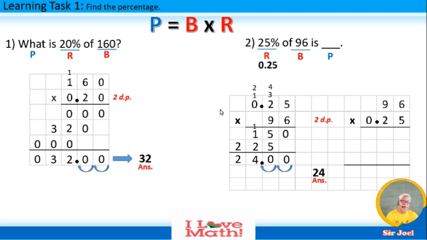Okay? Check natin yung kabila. 96 times 0.25. 5 times 6, we have 30, I mean. So 0. Carry 3. Then 5 times 9 is 45 plus 3. We have 48. Then for 2, 2 times 6, 12. So 2, carry 1. 2 times 9 is 18. Plus 1 is 19. And lastly, para sa 0, 0 times 6 is 0. And 0 times 9 is 0.